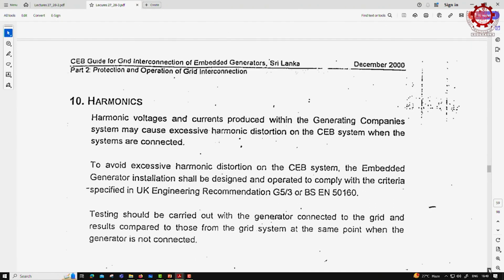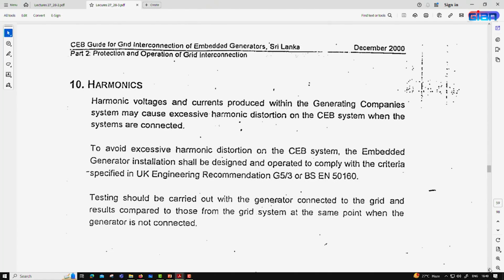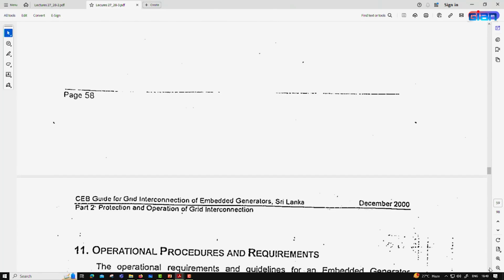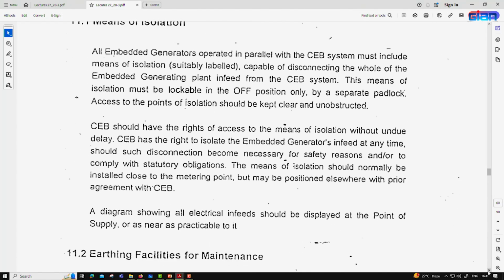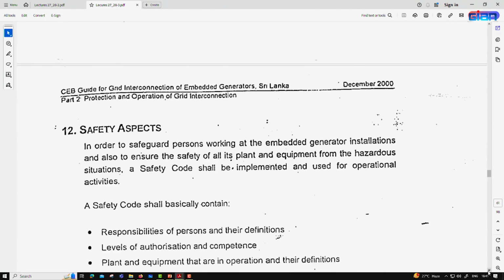Then the surge protection they talk about. What are the surge protections you should provide? Location of the arresters, earthing, selection of the lightning arresters, service life, generator directly connected to low voltage overhead lines, that is for the small plants like rooftop solar which are connected to the low voltage. Then they talk about harmonics. What are the allowable harmonic distortion levels? Operational procedures and requirements, means of isolation, earthing facilities for maintenance, safety aspects.